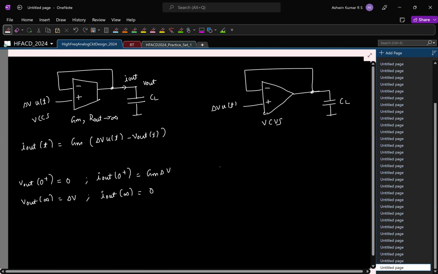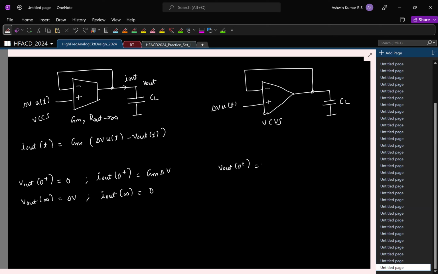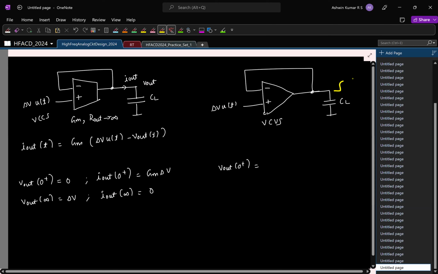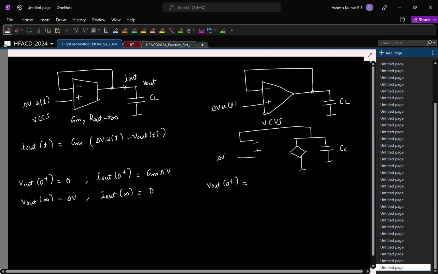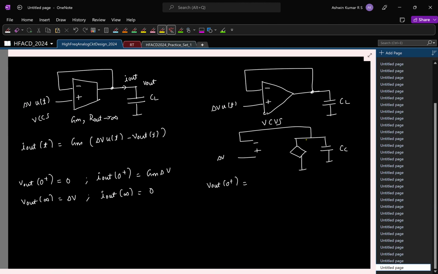So let us say I do this experiment. Here, can you tell me what is Vout of 0 plus? Why delta V? Why not 0? See, again, we can assume that Vout changes as a step. What should be the current? An impulse. And remember, this is a voltage controlled voltage source. So if I were to draw it like this, basically this is the control source, the output capacitor, and then we are doing it in feedback like this. So this is a voltage source. This can supply any amount of current. So this can provide that infinite impulse current. So it means the output will jump instantly to delta V.